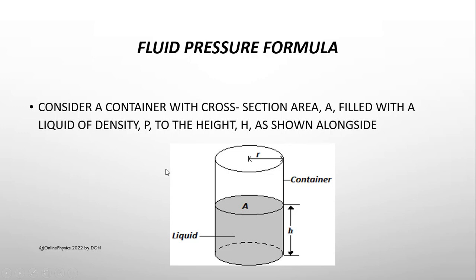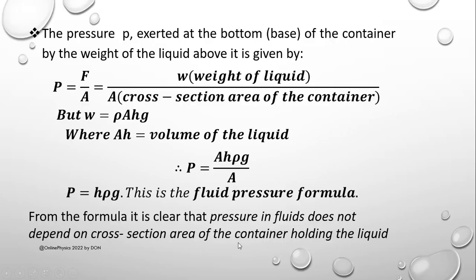Then we want to look at the fluid pressure formula. This is the formula to determine pressure in liquids. Under this part, first of all, we want to consider a container with cross-section area A, which is filled with a liquid of density rho to the height h as shown. You can see this diagram here. The height is h, the cross-section area of the container is A. This is the liquid.